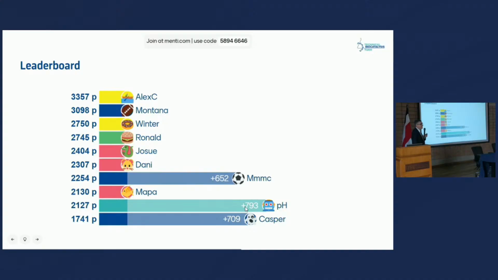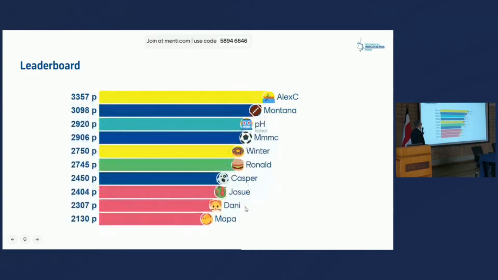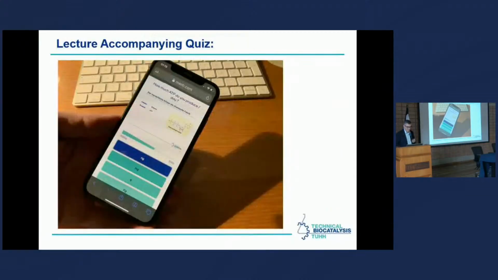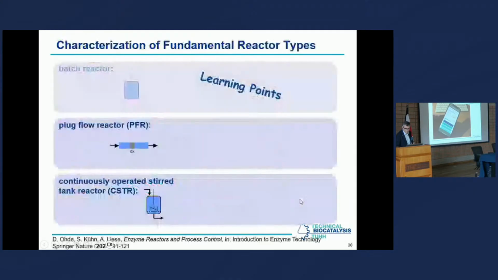You see, everyone has a chance to make points here. So far, Alex C staying up, Montana, PH, MMC, Winder. So PH is newly coming into the play there. Okay, let's take a look why this is. Somehow it's blocked. Okay.